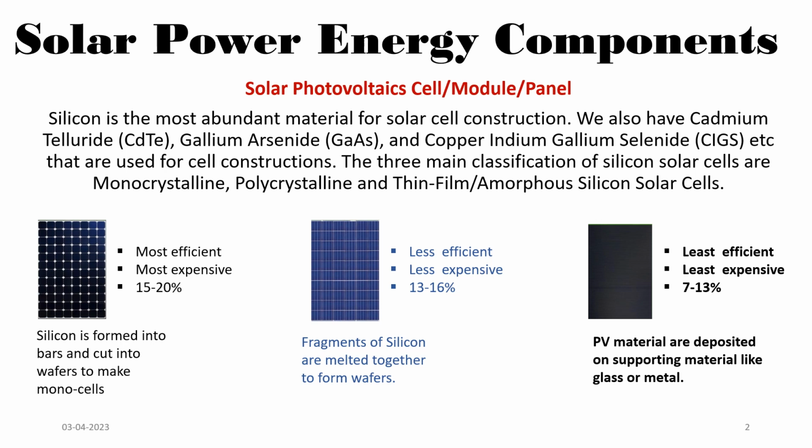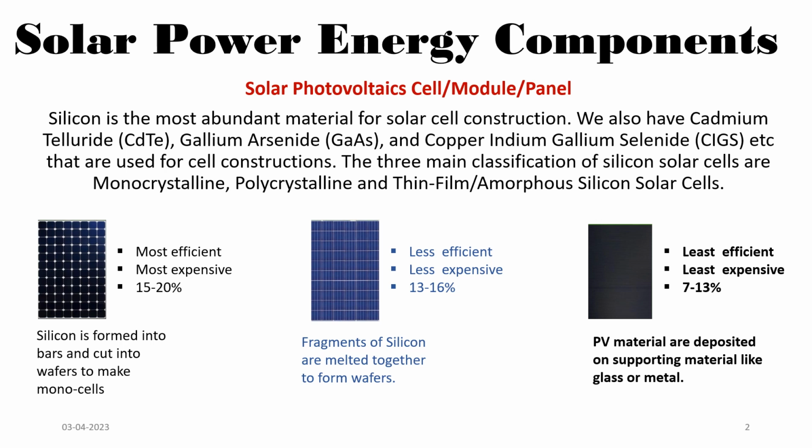Some use them for maybe some road construction. They are very flexible. They are least efficient. That doesn't mean that they don't use them. They have their own area of application, and they are least expensive. And maybe you have seen some that are really flexible. Yeah, you can bend them. Those are the types of thin film and amorphous silicon solar cell.